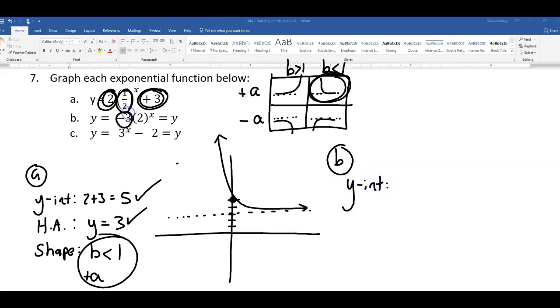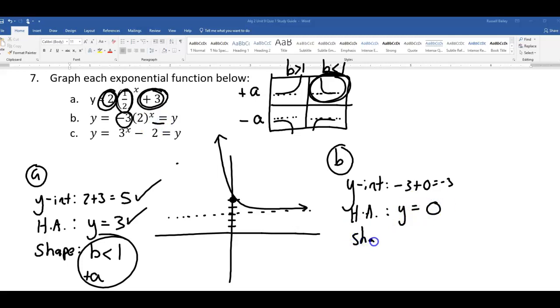The y-intercept is a plus c. There's no c, and when c is not there, it's 0. So my y-intercept is -3 plus 0, which is -3. The horizontal asymptote, once again, is just the c value, and it's not there. There's no c value, so that would be 0 again.